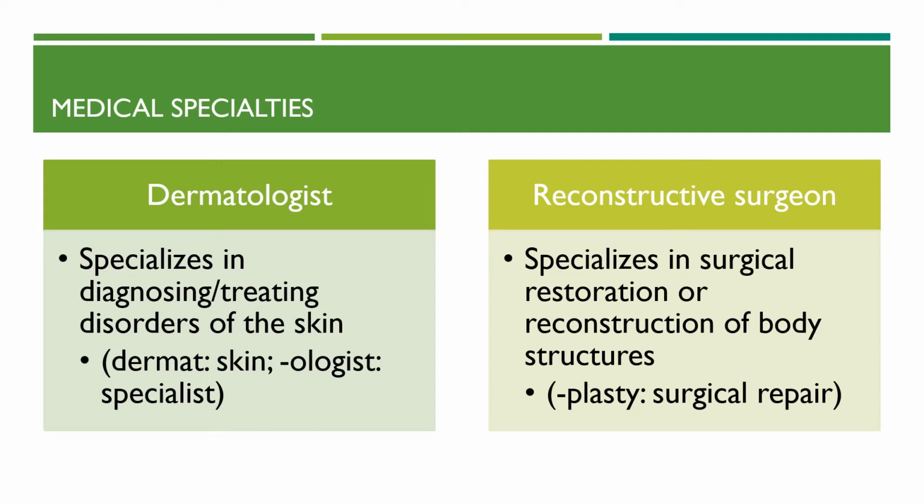So let's start with the medical specialties. Two medical specialties I want to point out here are a dermatologist and a reconstructive surgeon. Now, dermatologist: dermat means skin, ologist, the person who specializes in it, and they specialize in diagnosing and treating disorders of the skin. Makes sense?